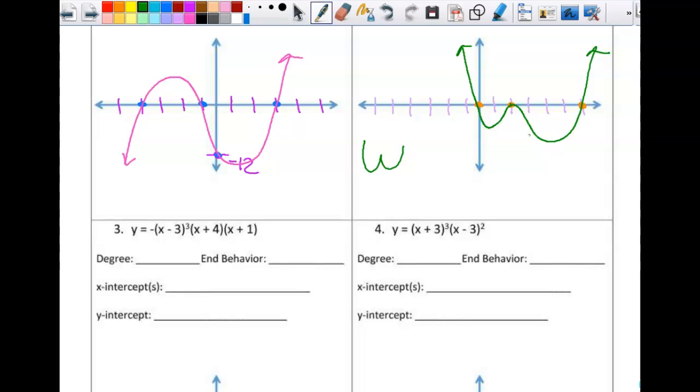Okay. What questions do you have? Seem easy enough? Kind of cool. All right. So see what you can fill out on number 3 for this part. I'm going to give you a minute to do that.